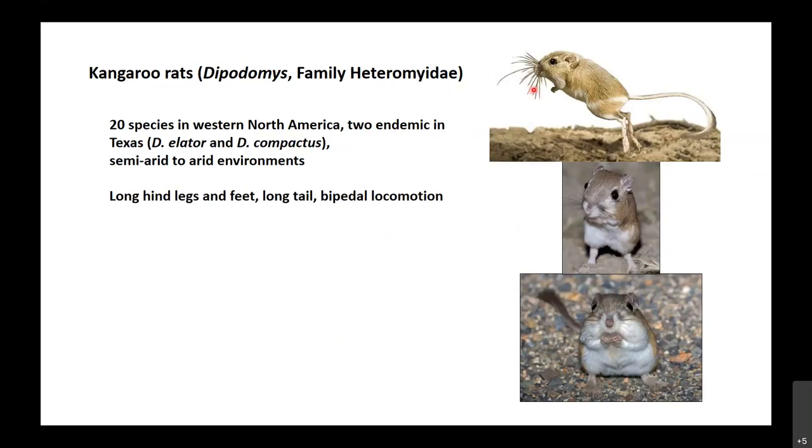So as you can tell in this photo at the top, they have long hind legs, long feet, a long tail that can act as a rudder of some sort, or to counterbalance the organism when it's jumping, because they all engage in this bipedal type of locomotion. Even if they're just moving along slowly, they do little hops. They don't scurry, they don't climb like a lot of rodents do.